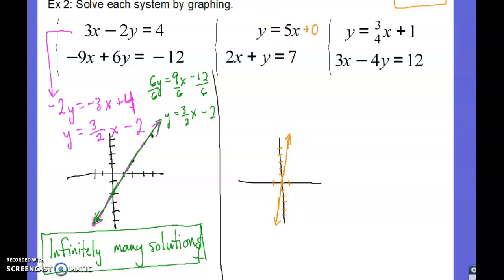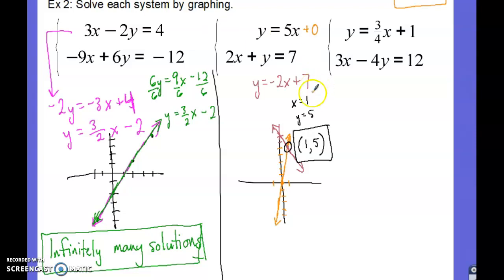And then with the second equation, I would probably rewrite it as y equals negative 2x plus 7. So you would start up 7, and then down 2, right 1. Oh, look, there's our point of intersection. So this is the point we're looking for, and that's the ordered pair (1, 5). So that means your solution is x equals 1 and y equals 5.